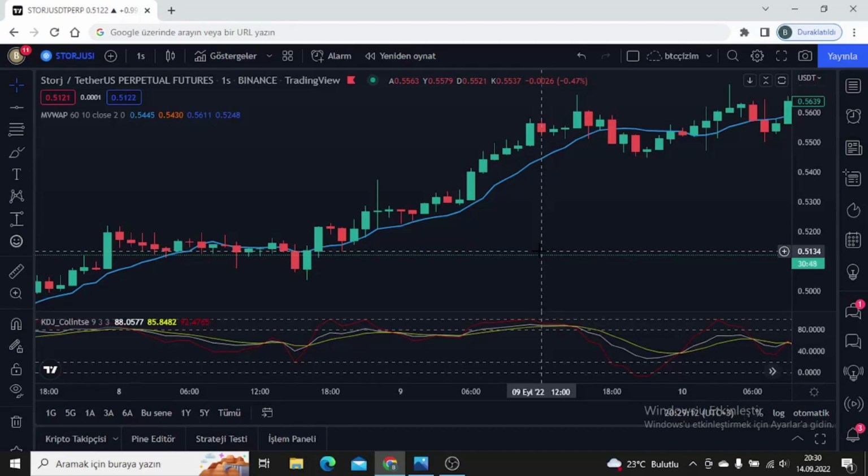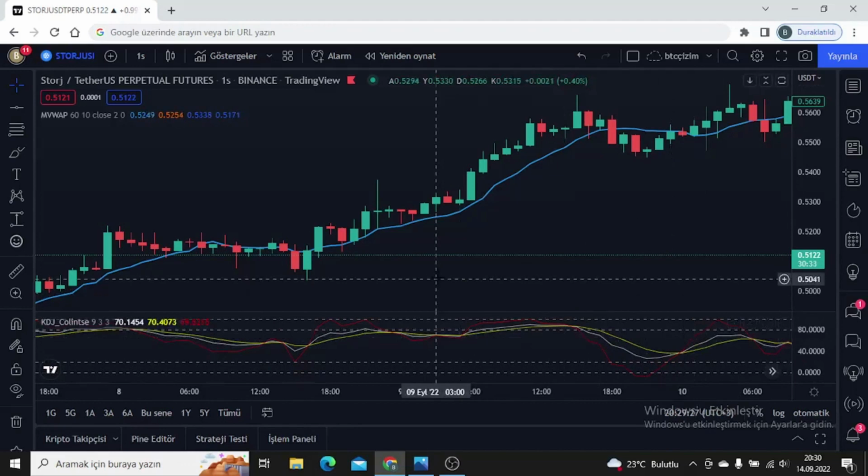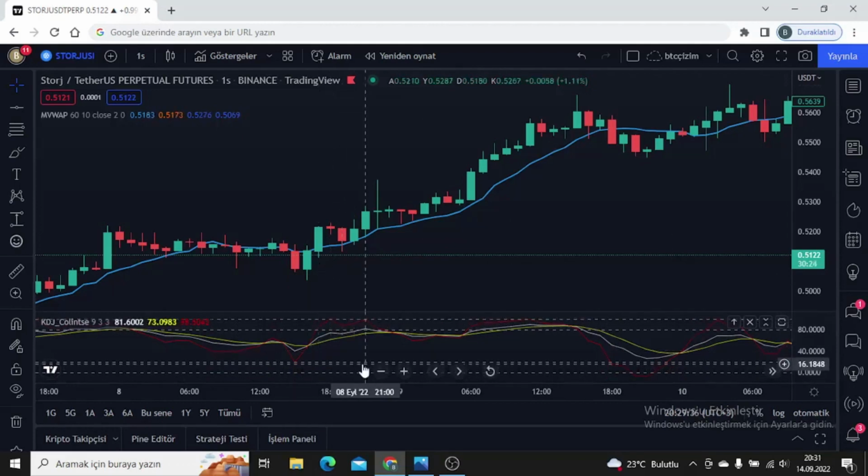KDJ consists of 3 values. The KDJ indicator is a completely fast price response indicator. In other words, it shows us the overbought zones and the oversold zones. As you can see, its reference range is between 20 and 80. It tells us that the 80 region is the overbought region and the 20 region is the oversold region.